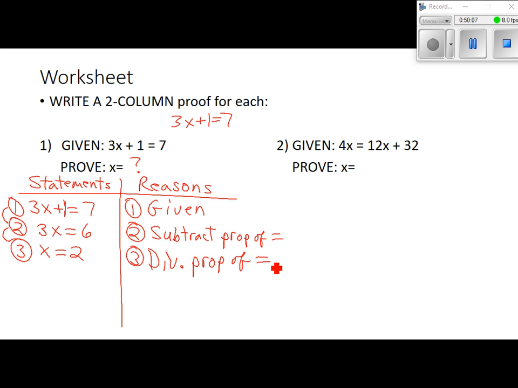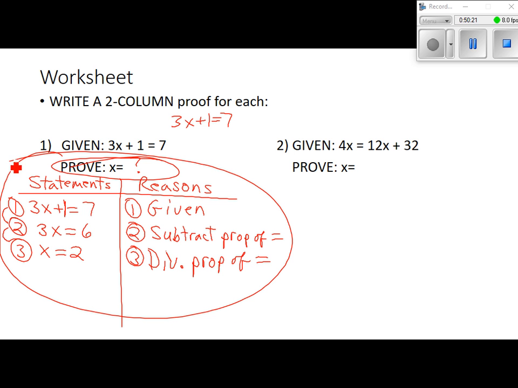That's it. Good answer. There is nothing else, is there? Did we get to what we were trying to prove? That's what you look at. What were we trying to prove? We were trying to prove that x equals some number. We did that, so we're done. That's our 2-column proof. I thought people hated these.